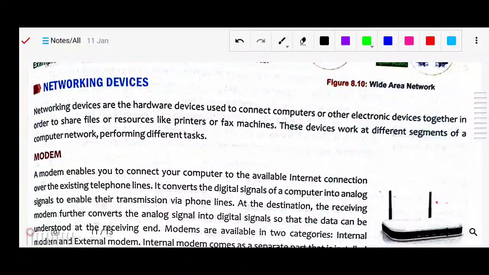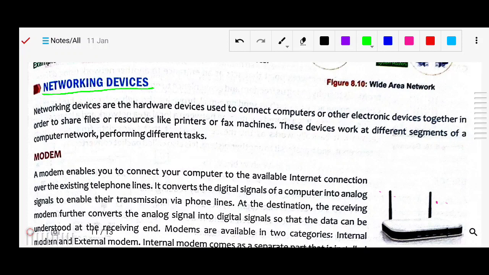Good morning, students. Today we will continue chapter 8, networks. Today we will see networking devices. In the last class we saw the types of networks like PAN, LAN, CAN, MAN, WAN. So now today we will see networking devices.